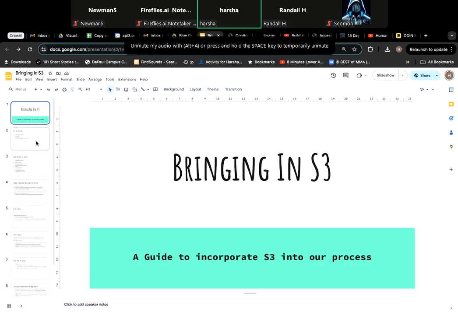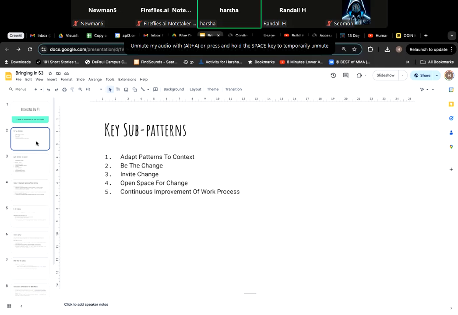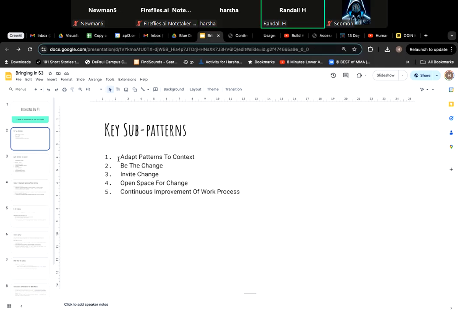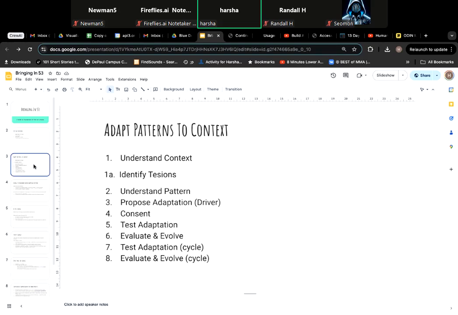And it usually starts with a couple of key sub patterns. And the sub patterns are adapt patterns to the context, be the change, invite change, open space for change, continuous improvement of work process. And we'll dive into each of these separately. So let's start with adapt patterns to the context.